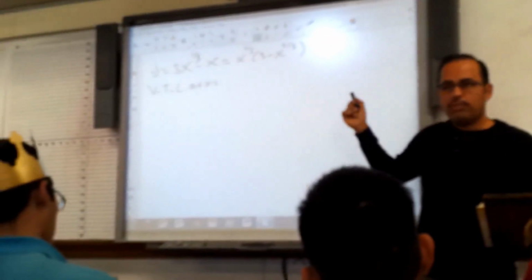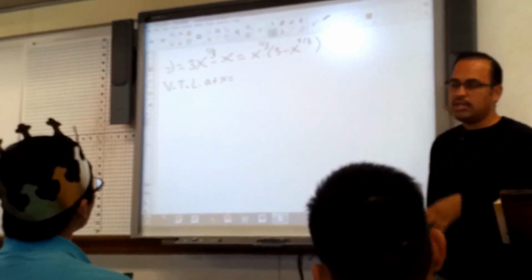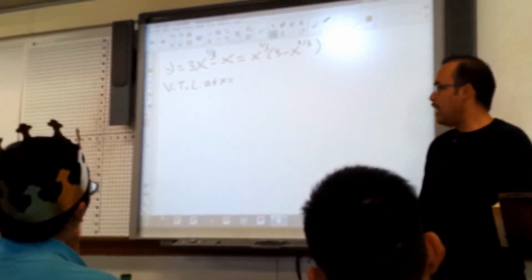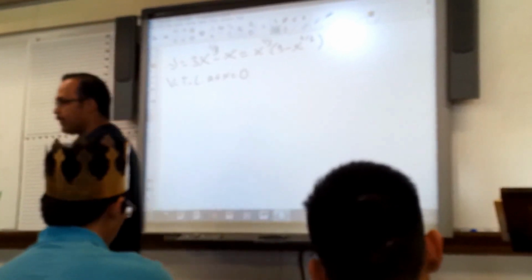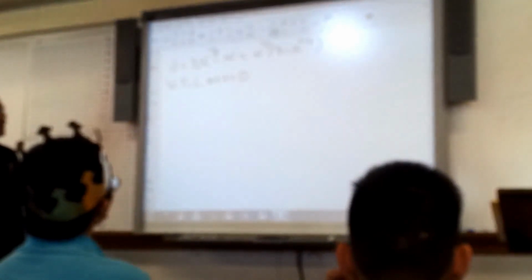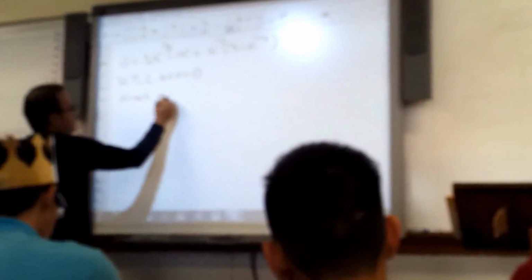So what's the factoring for? For two things. To see where the vertical tangent line happens, and to get the x-intercepts. So it happens at x equals 0. Okay? This one. That happens to be an x-intercept, of course. So x-intercepts, x equals 0, and what?